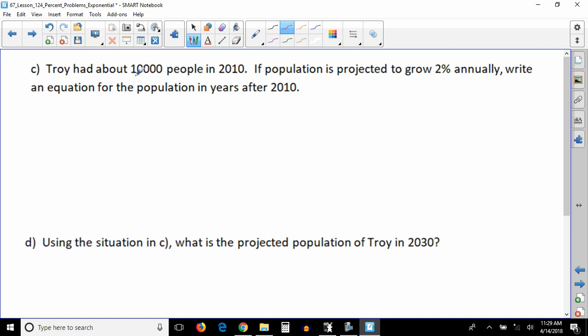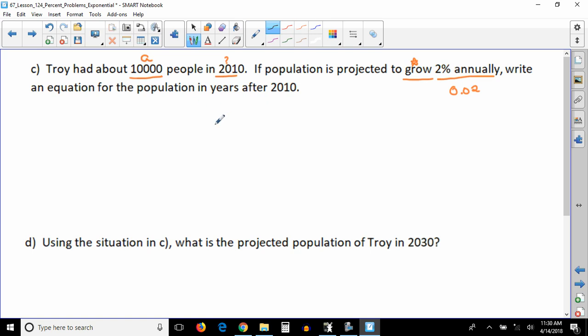Oh, we're talking about Troy, 10,000 people in 2010. So let's do all this. Troy had a population about 10,000. That's the A value. 2010, and it's expected to grow 2% annually, which is 0.02. It says just write the equation. So I'm going to write down the equation.